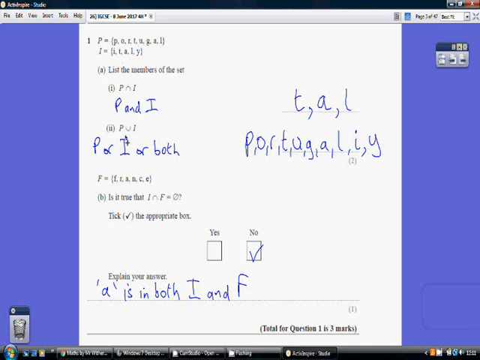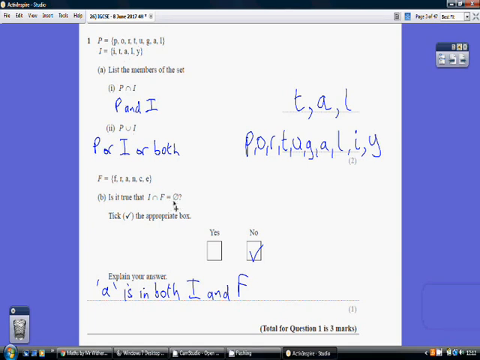Now in part 2, we're being asked to find P union I. That means they're in P or I or both. So we've listed all of the letters in Portugal and then the new letters from Italy being the I and the Y.